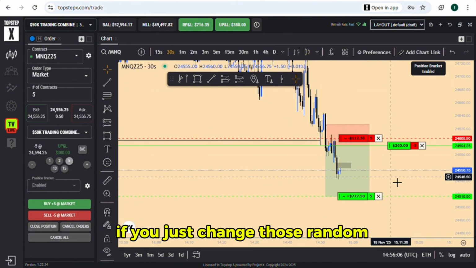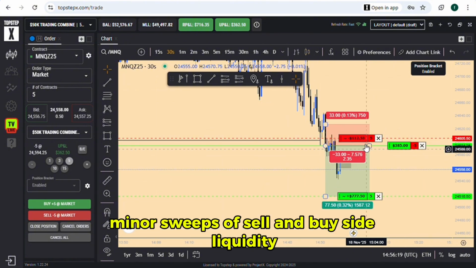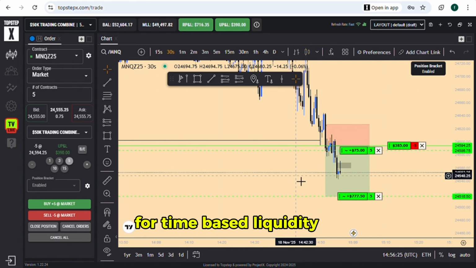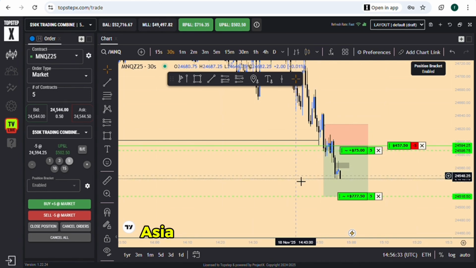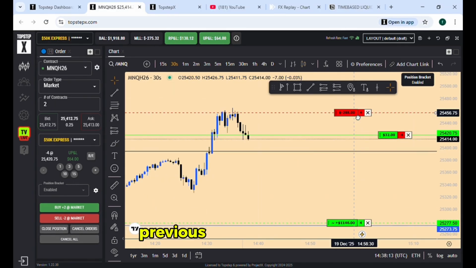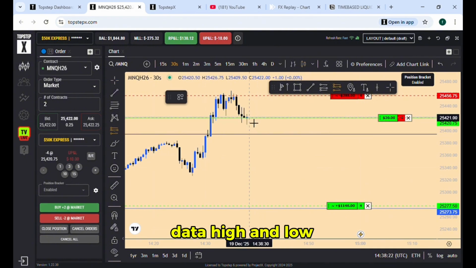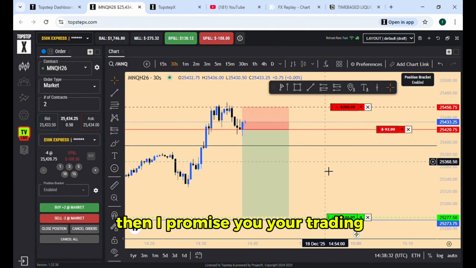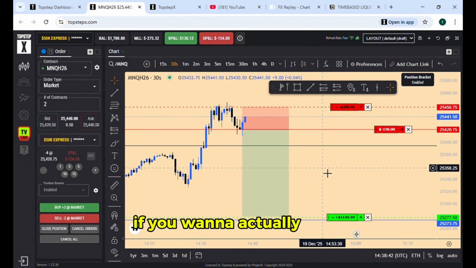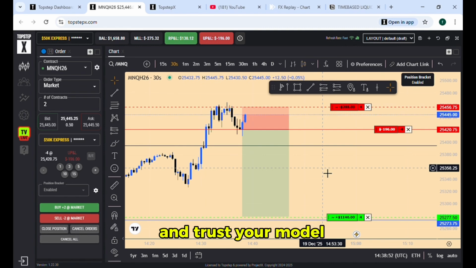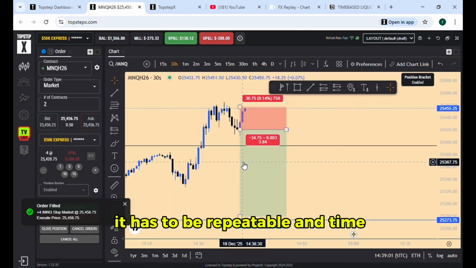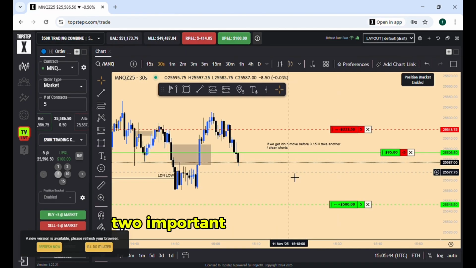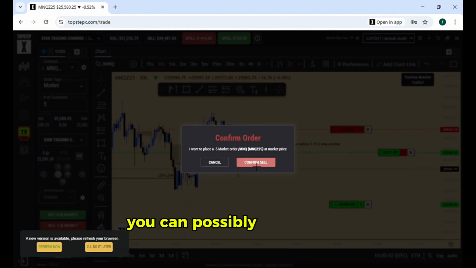If you just change those random minor sweeps of sell and buy side liquidity for time-based liquidity, for example, Asia, London high and low, previous day high and low, daily high and low, then I promise you your trading will completely change. If you want to actually trade consistently and trust your model, it has to be repeatable and time-based. These are the two most important things in building any model you can possibly have.